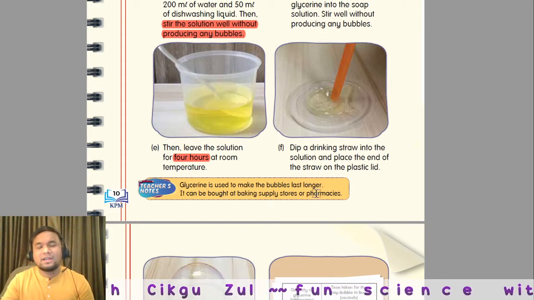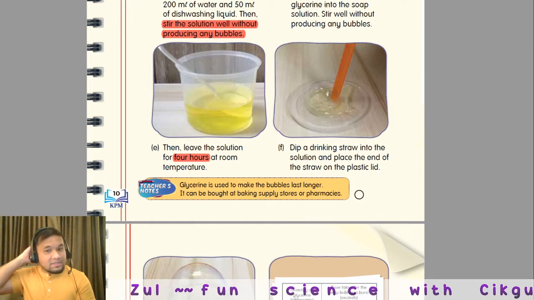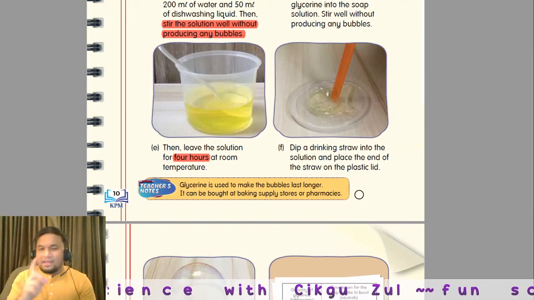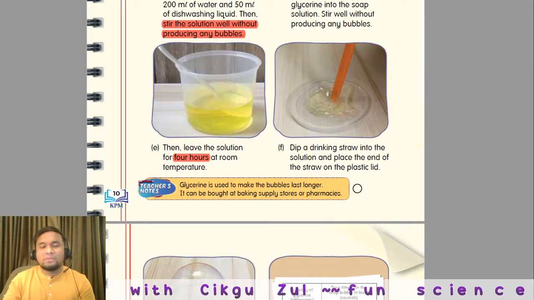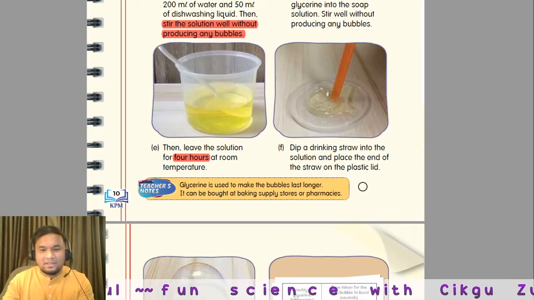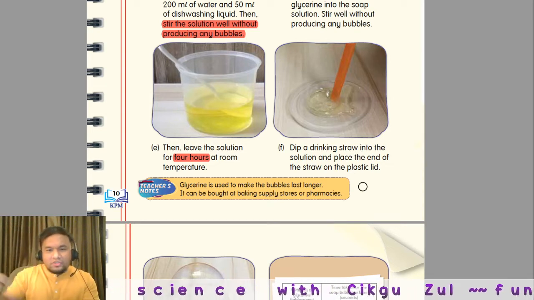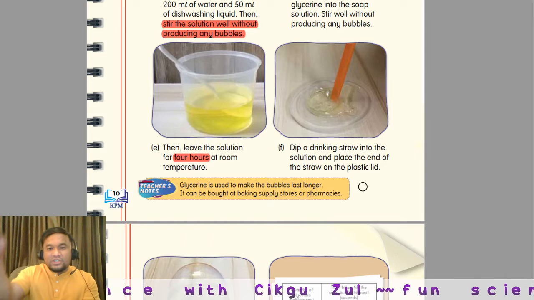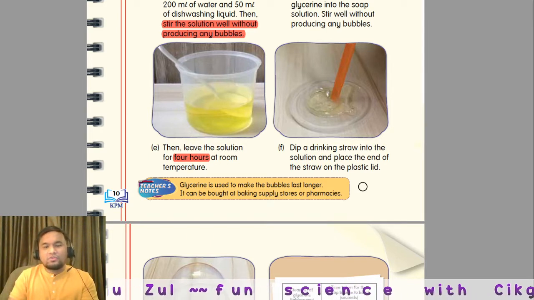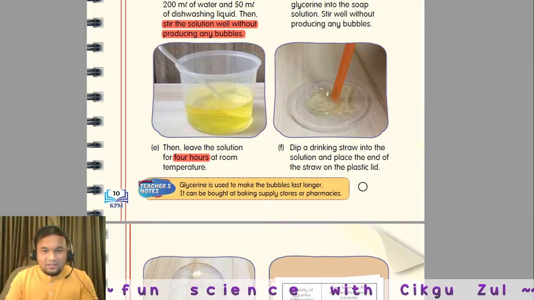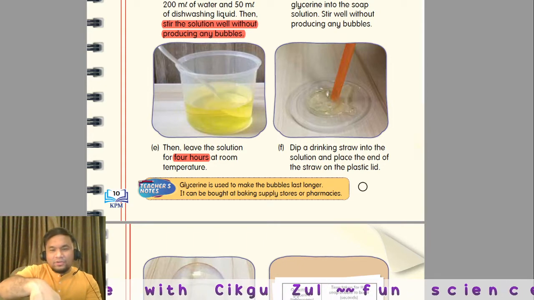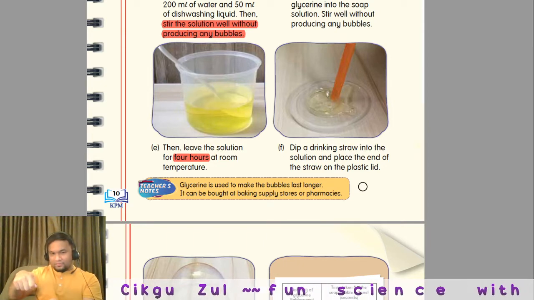Okay, so ni yang seterusnya. Ada step yang sedikit yang mungkin kalau bayang saja tak faham, tapi yang ni senang je sebenarnya. Okay, so dia penting tapi dia kena betul-betul faham apa yang dia buat ni. Okay, dia kata dip a drinking straw into the solution. Tadi kita celup sabun tu yang campur sudah tu, and place the end of the straw on the plastic lid. Mula-mula kamu celup dia. Lepas tu, dia dah ada sabun kan? Kamu letak pada penutup.